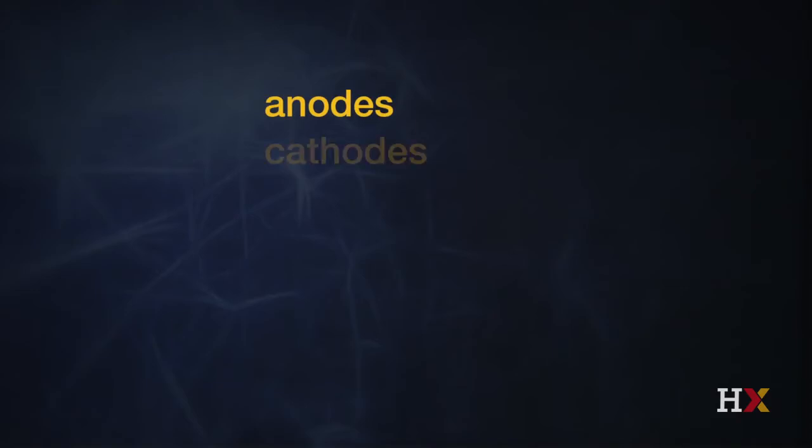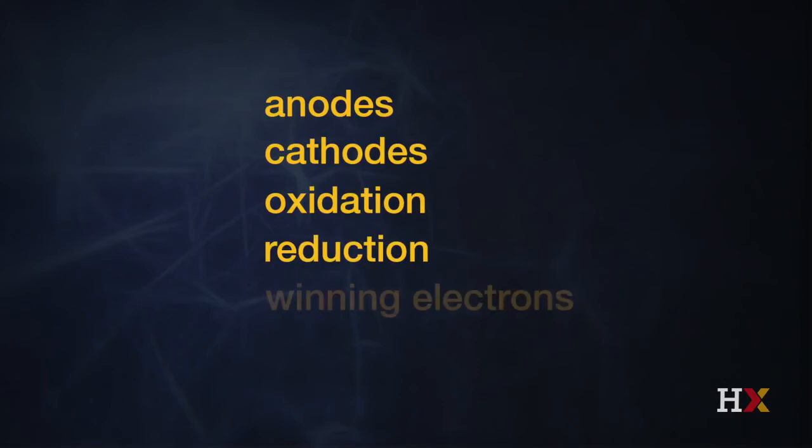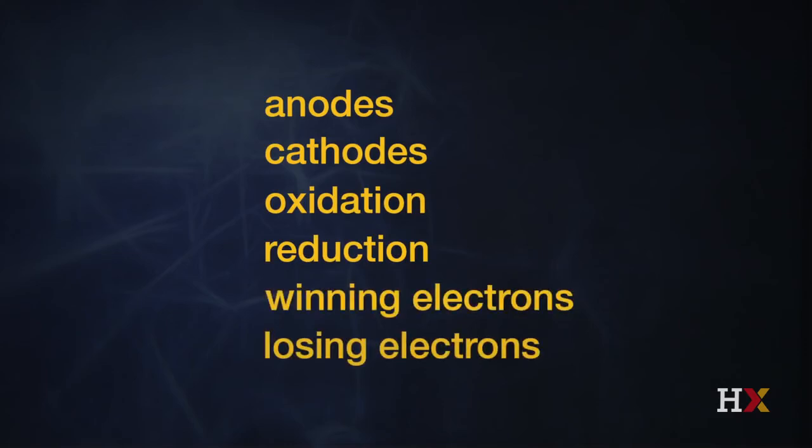We now know a great deal about how to construct a voltaic cell. We know about anodes, we know about cathodes, we know about oxidation and reduction, we know about winning electrons and losing electrons. So now we're ready to do some very important calculations.